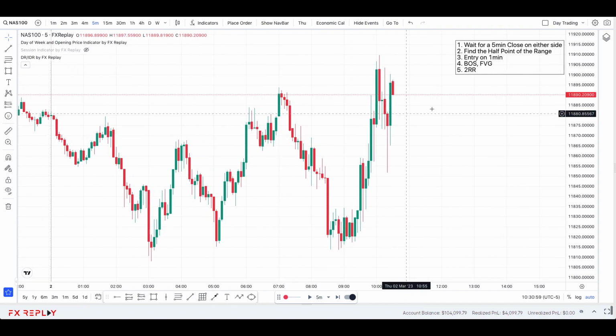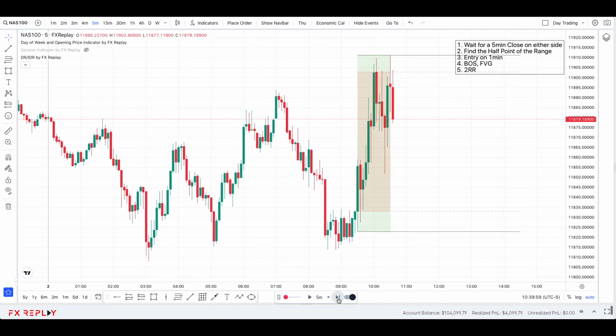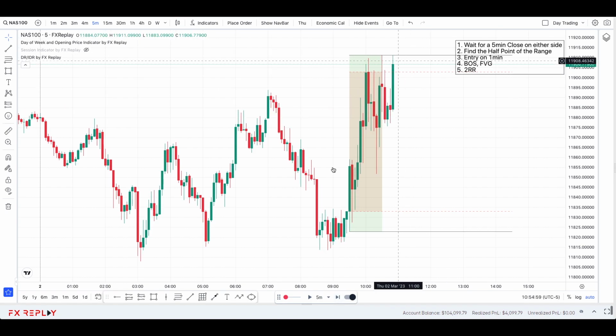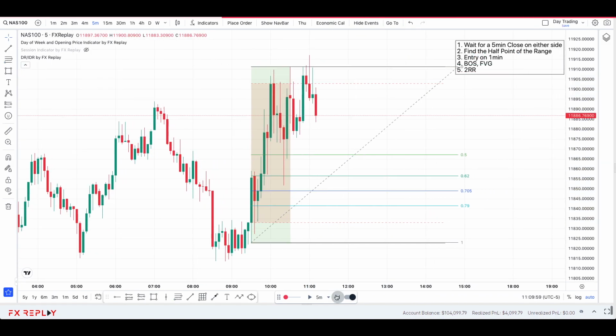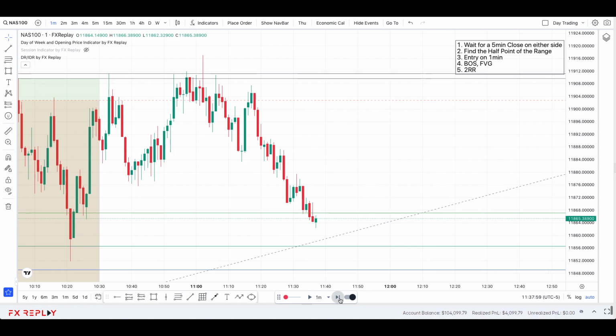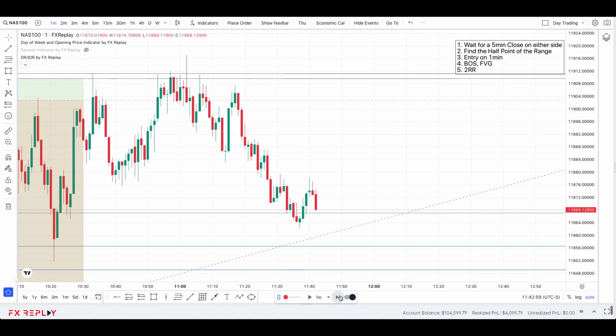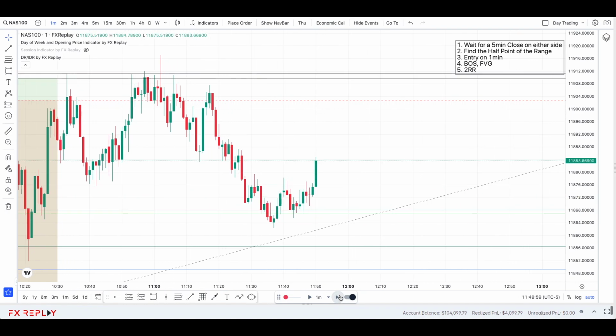Alright, so this is Thursday. Let's see if we can fit another trade before the end of the backtest. Close above. So we know the low is strong. So we put the fib and we wait. Alright, let's see if we can break this high. We did not break it yet. Finally, we got a break.